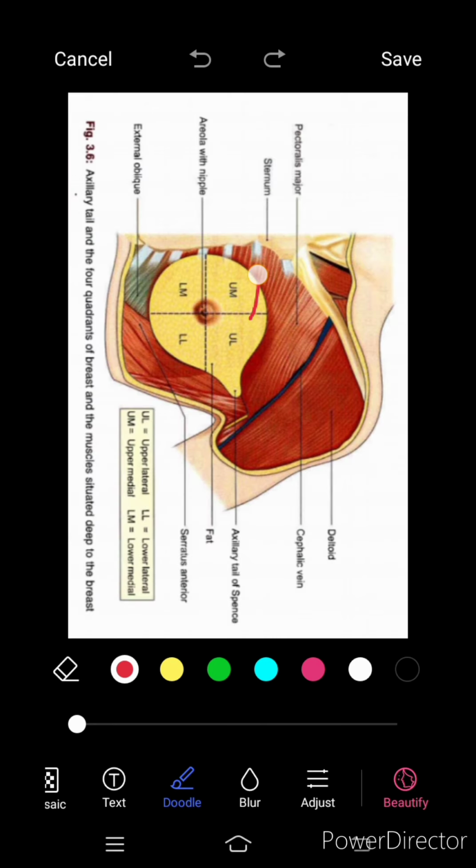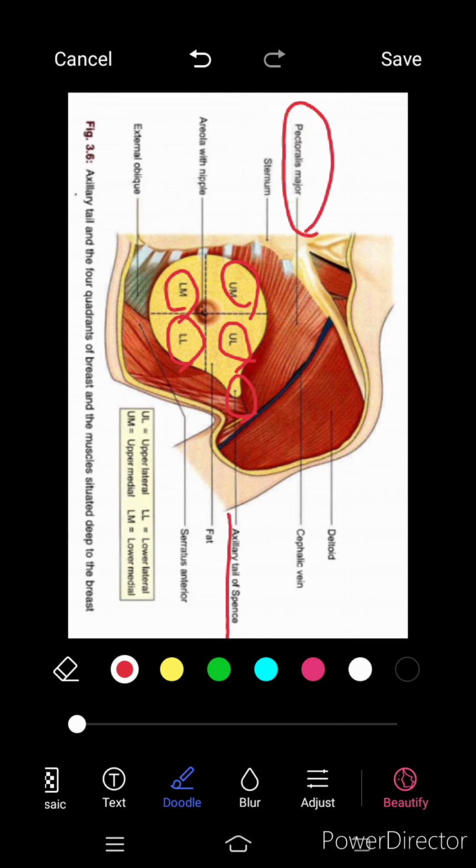Now let's see this figure. So the breast is divided into the four quadrants as upper medial, upper lateral, lower medial and lower lateral quadrants, and a small extension arises from the upper lateral quadrant, also known as axillary tail of Spence. Since the breast lies on the deep fascia, also known as pectoral fascia, and deeper to it there lie three muscles, which are pectoralis major, serratus anterior and external oblique muscle. External oblique muscle is also the muscle of the abdomen.